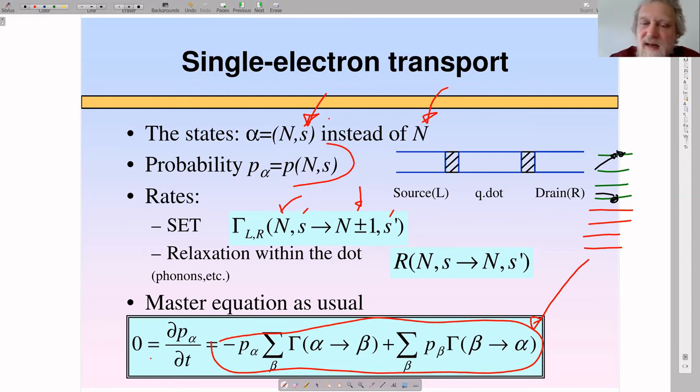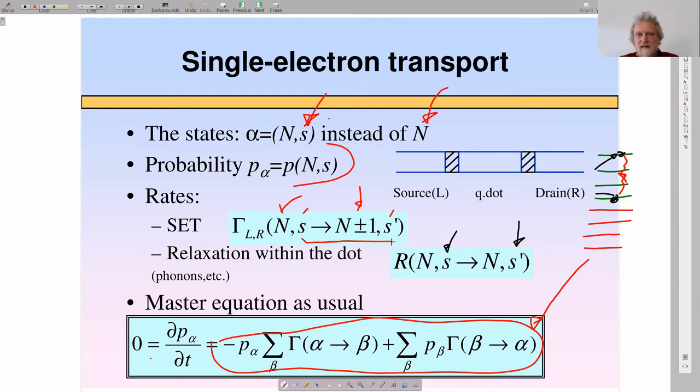Besides, since we have this internal degree of freedom, the relaxation in the dot can become important. For instance, the same electron can lose energy and go to the slower state, which also has to be taken into account. Because the rates eventually depend on this internal state, it can easily become very complex due to many states which one would take into account.